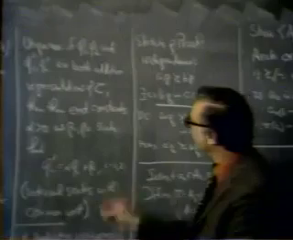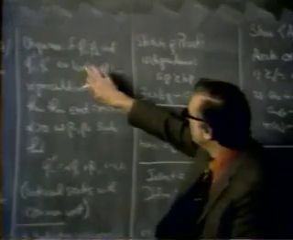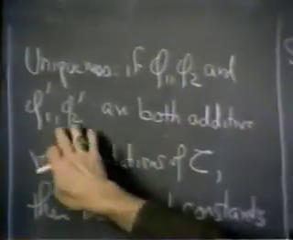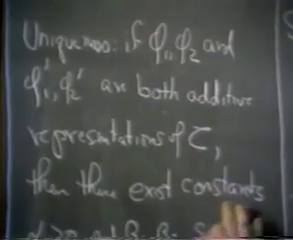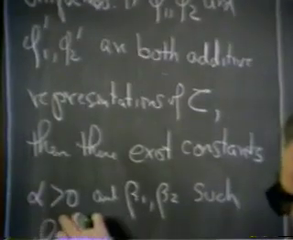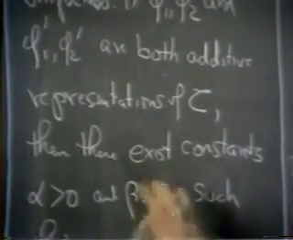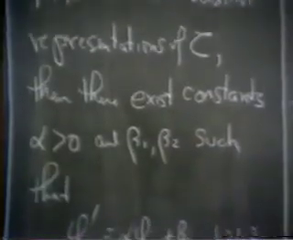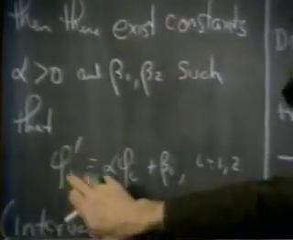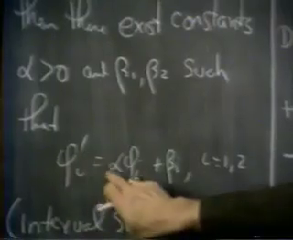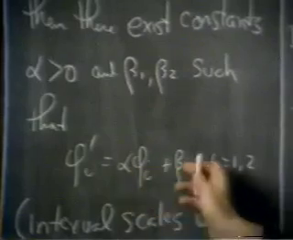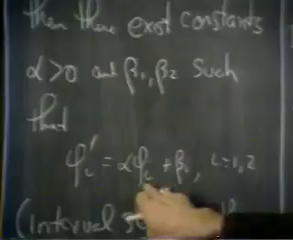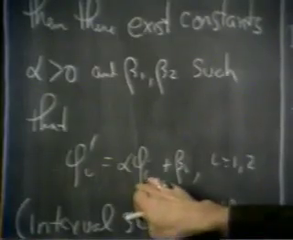The uniqueness of this representation is stated here. If we have phi1 and phi2 as one additive representation and phi1 prime, phi2 prime as a second one, then the assertion is that there exist three constants. Alpha is a positive one, and beta 1 and beta 2, which may be positive or negative, such that for all elements in the system, phi I prime is alpha phi I plus beta I. That is, there is a linear relationship, a positive linear relationship, between phi I prime and phi I.